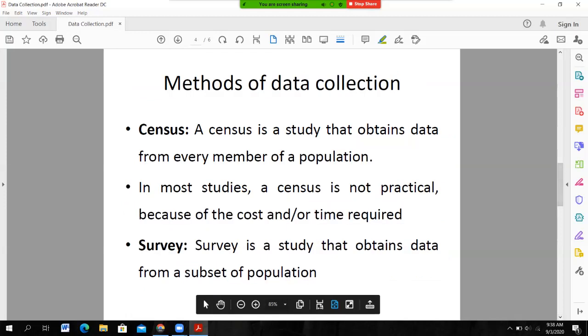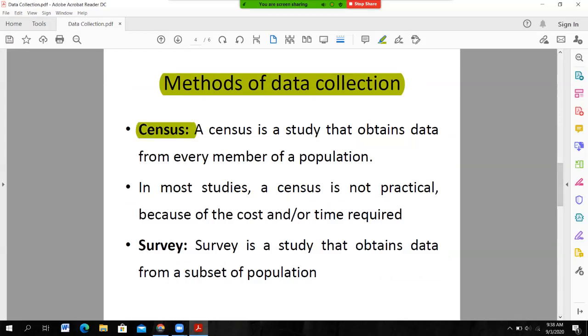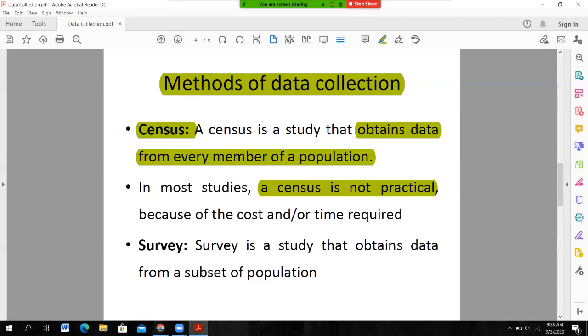There are different methods by which data is collected. The first one is census. Census is a method or technique through which information is collected. A census is a study that obtains data from every member of the population. In most studies, census is not practical, because of the cost and time required. It is costly, and more time is required for collection of the data.